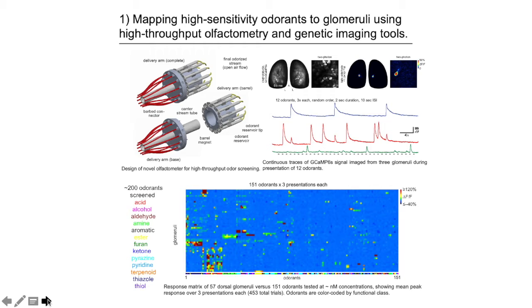Below, we have an example response matrix of 57 dorsal glomeruli versus 151 odorants. The odorants screened encompassed a wide range of chemical space and included odors from several different chemical categories defined by functional groups. For example, carboxylic acids, aldehydes, esters, and pyrazines, among others.